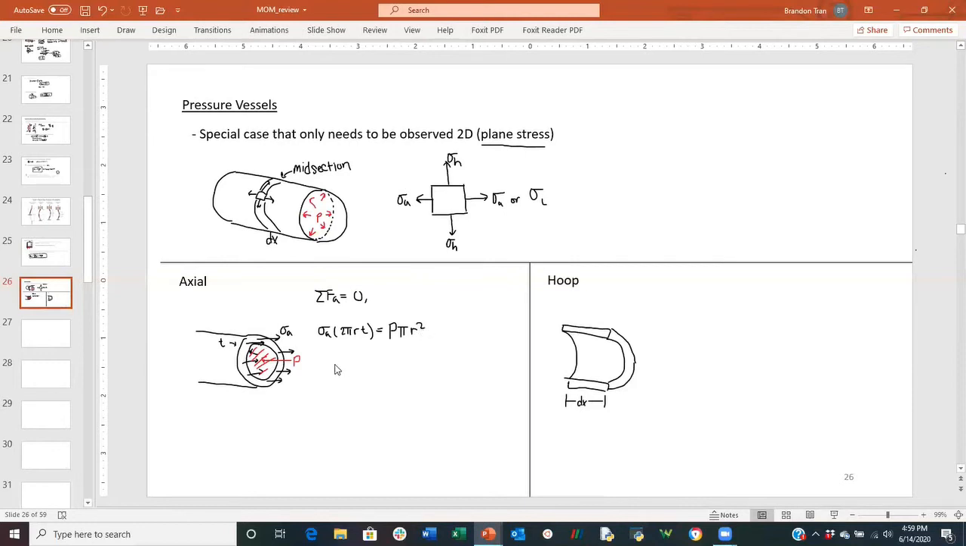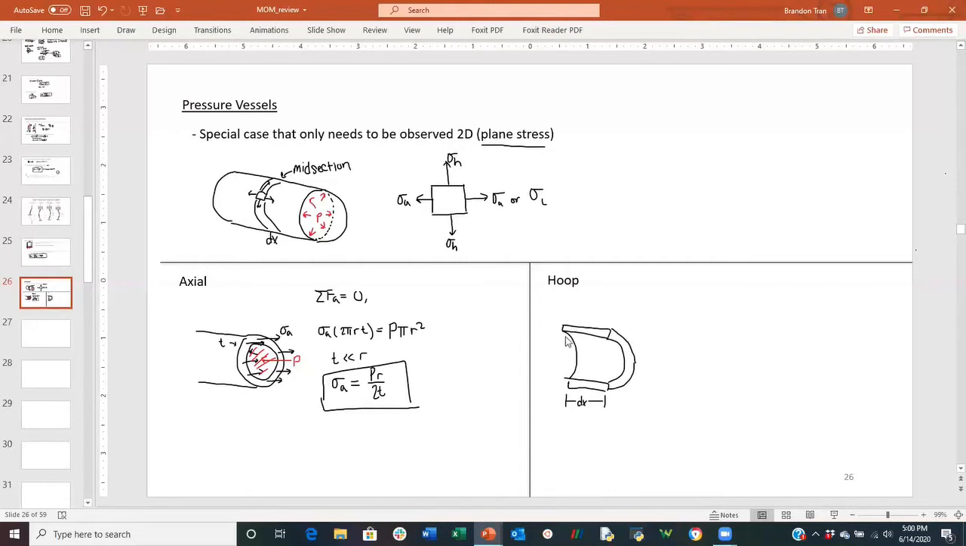Now you just rearrange these terms, and we'll assume t is significantly less than r. We will get the following. The stress in the axial direction is the pressure times the radius divided by 2 times the thickness. And that is the axial stress in the pressure vessel.